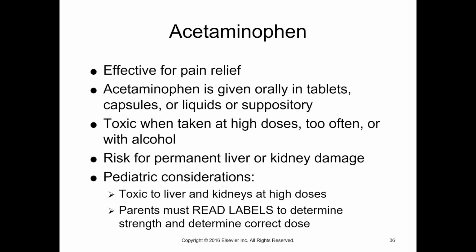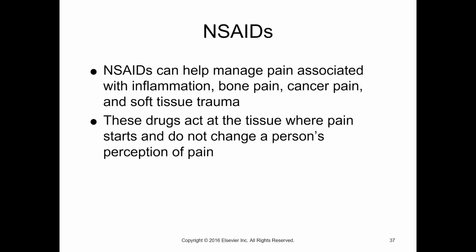Given orally, typically oral tablets, but you might see it in liquids for kids. Very toxic when taken at high doses and with alcohol, and there is risk for permanent liver and kidney damage. Pediatric, very, very important to follow labels. Typically, a weight-based dosage is key there. With this drug, if an overdose does occur, they administer the drug acetylcysteine, which is given intravenously to help prevent liver failure and improve clearance of the drug.